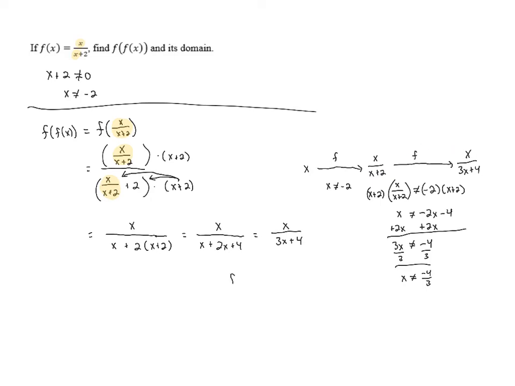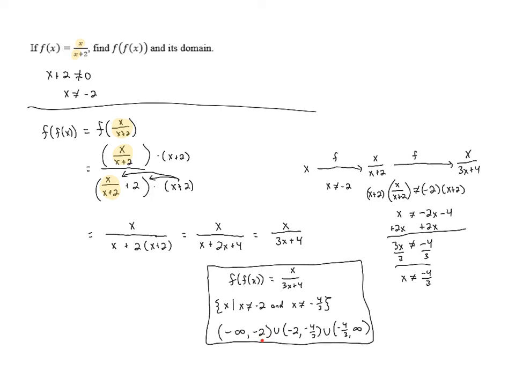So our composition of functions, f of f of x, can be expressed as x over 3x plus 4. However, our domain is going to be the set of x such that x is not equal to negative 2 and x is not equal to negative 4/3. In interval notation, this is going to be the interval from negative infinity to negative 2, union negative 2 to negative 4/3, union negative 4/3 to infinity.